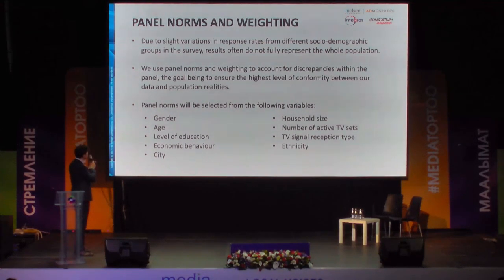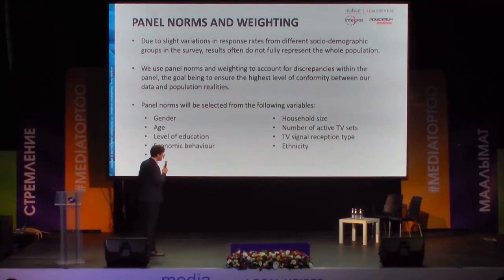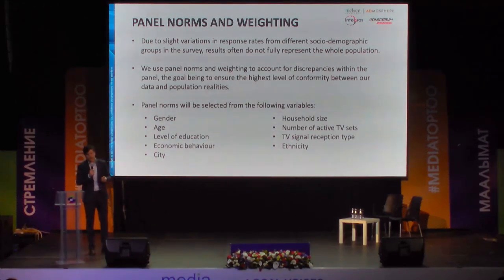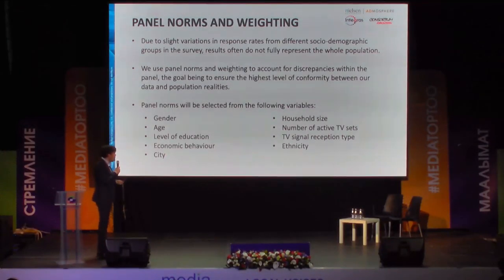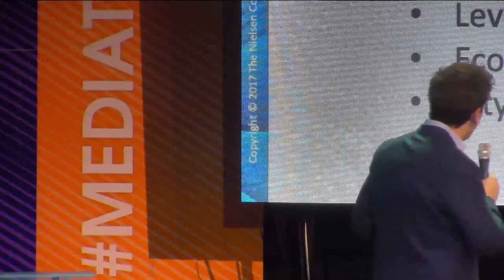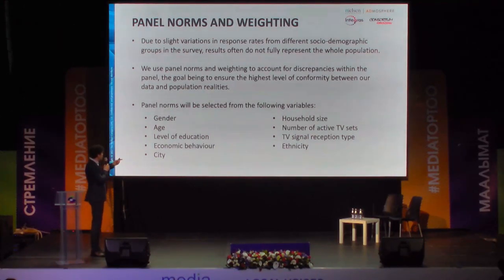So weighting, this is what the mathematicians and statisticians do during the collection process. Because we can't reach every single house in the country, we have to make sure that the data we provide to TV channels is as reliable as possible and it represents the population as a whole. So what we do is we apply some mathematical equations to make the data that we gather a lot more reliable than it is. Panel norms and weighting is all about creating conformity between our data and the population realities.